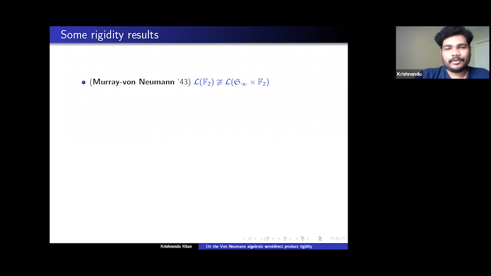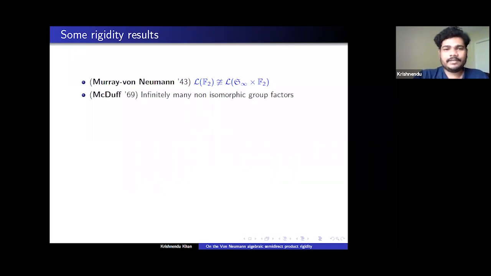So the group von Neumann algebra of the free group with two generators is not isomorphic to the group von Neumann algebra of S infinity times F2. And then McDuff came, and McDuff showed that there are, in fact, uncountably many non-isomorphic group factors. Before McDuff, there were only three known classes of non-isomorphic group factors: LF2, LF2 times S infinity, and LS infinity.